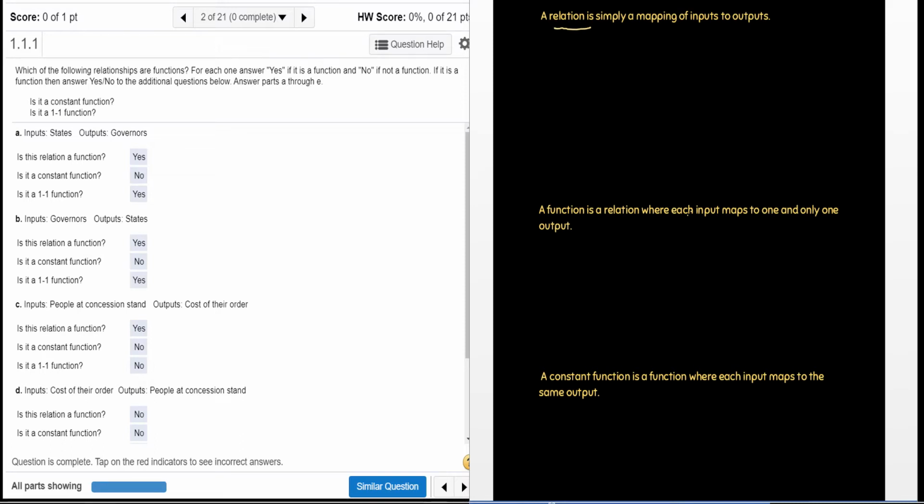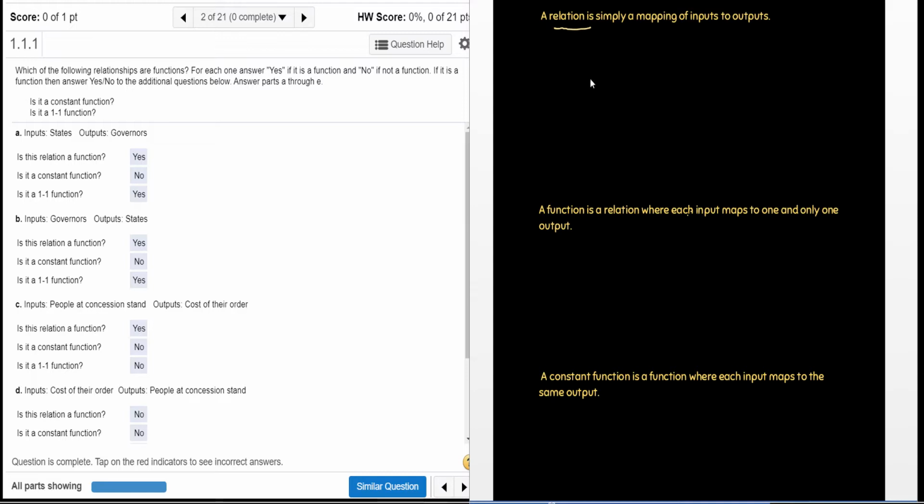Okay, a relation is simply a... Let's define what a relation is, what a function is, what a constant function is, and what a one-to-one function is. A relation is simply a mapping of inputs to outputs.